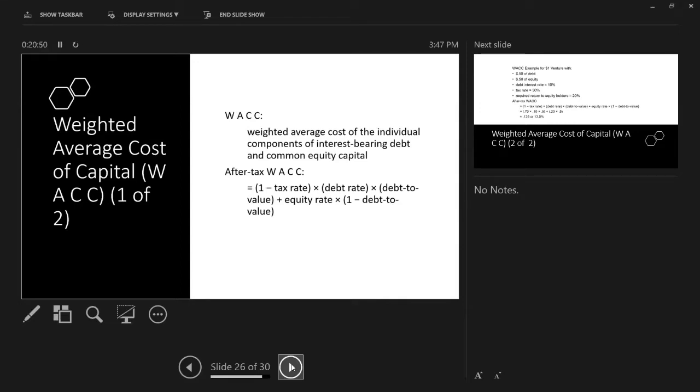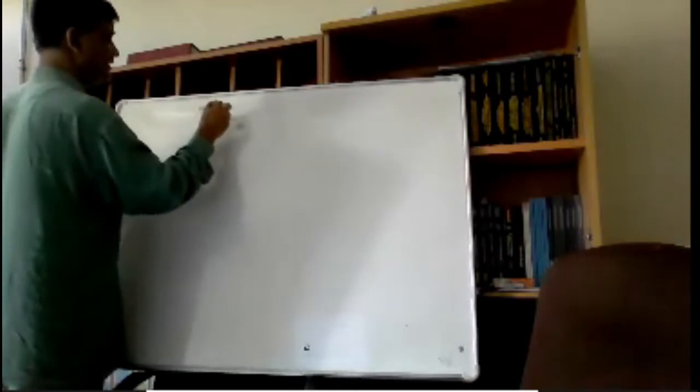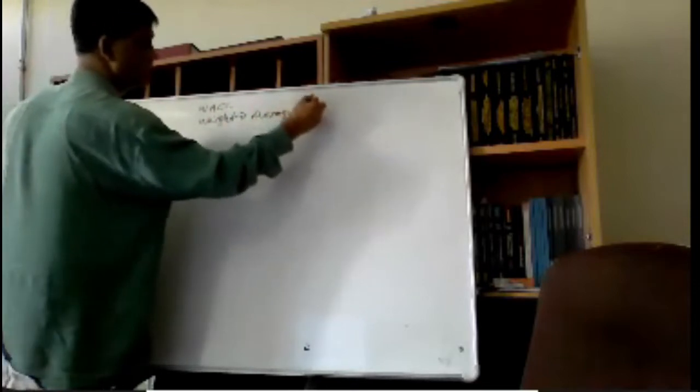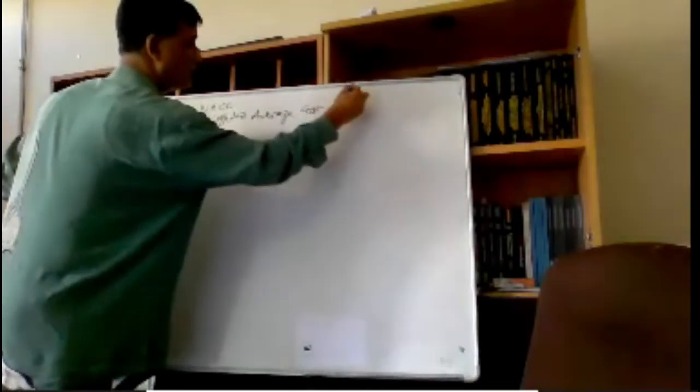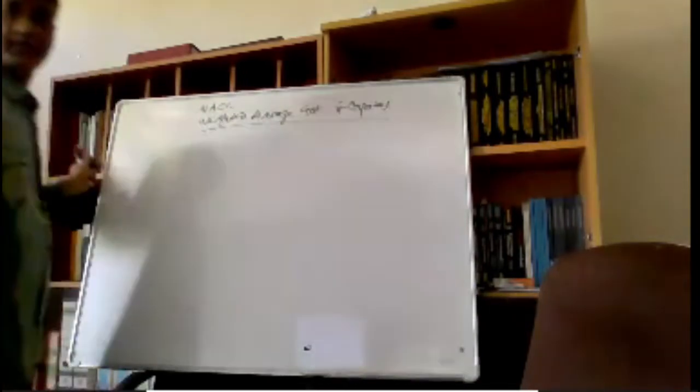Okay, so again, I wouldn't prefer to share the slide. Rather, I go to the whiteboard. It would be easier for you to understand me. So let me go back to the whiteboard. All right. Let me make it easier so that everybody understands me and you understand the class. So we are talking about weighted average cost of capital. That's what we are going to look at now.